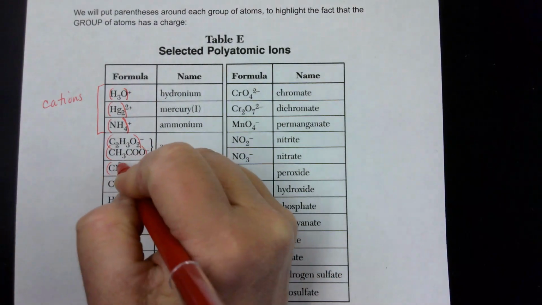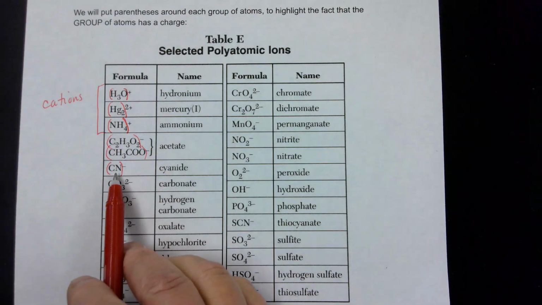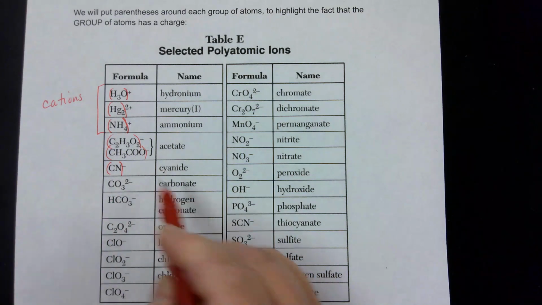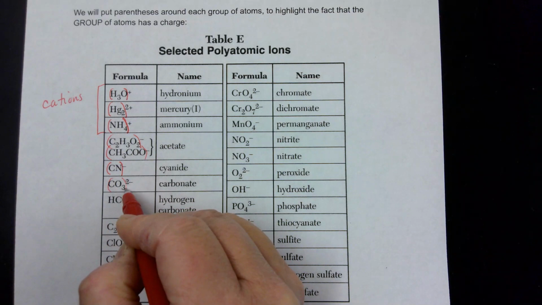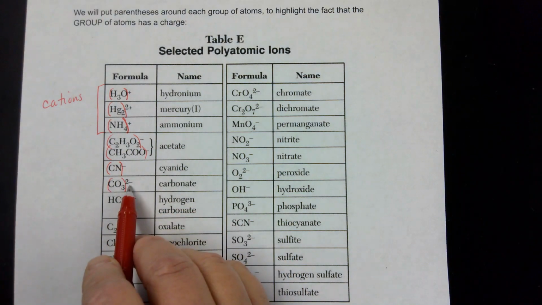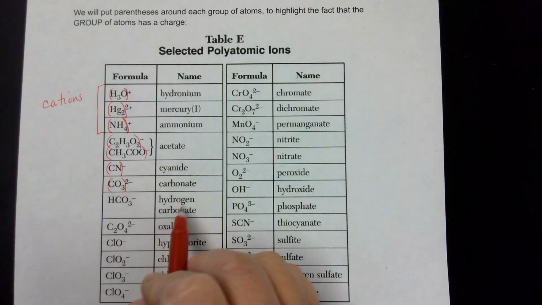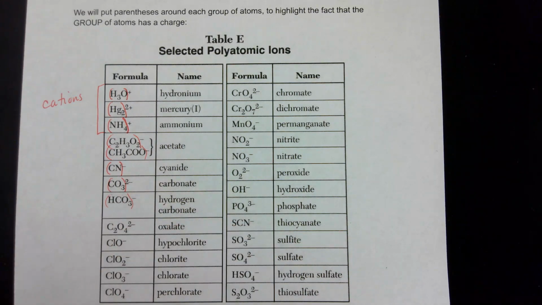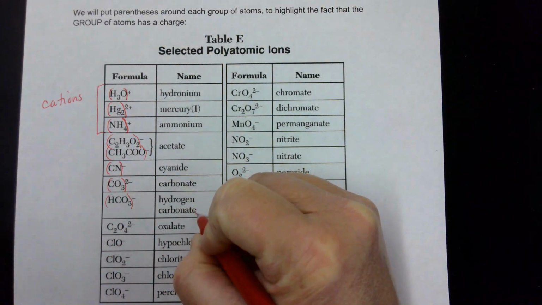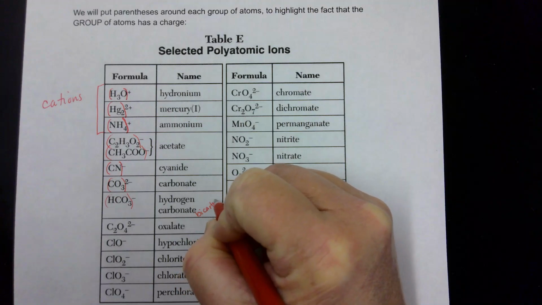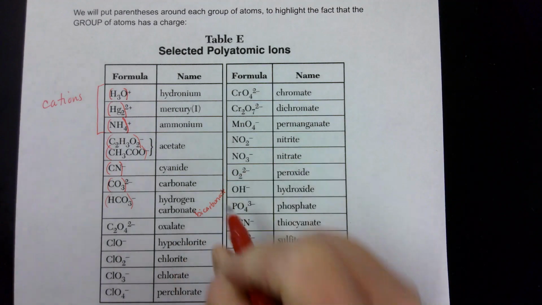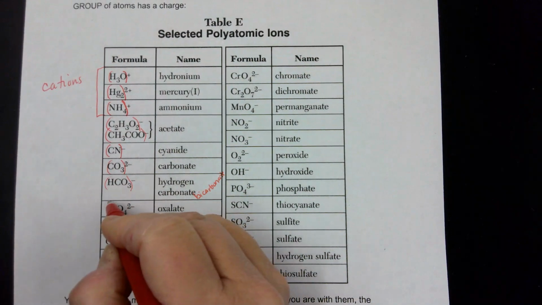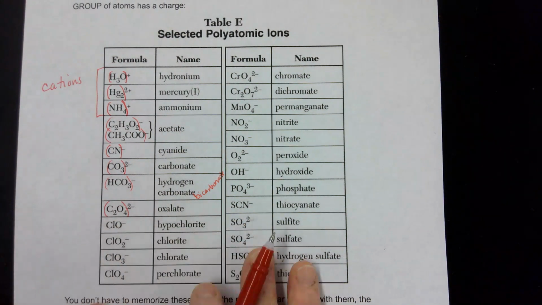Cyanide, like the poison, is CN with an overall charge of -1. Carbonate is CO3 with an overall charge of -2. Hydrogen carbonate is HCO3, overall charge -1. This is the same thing as bicarbonate. Oxalate, C2O4, overall charge -2.